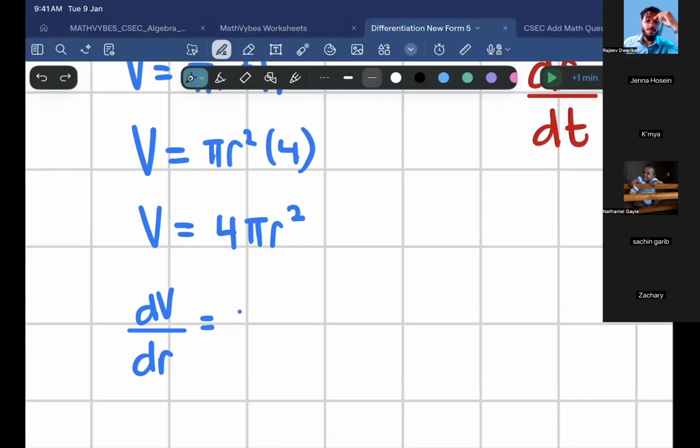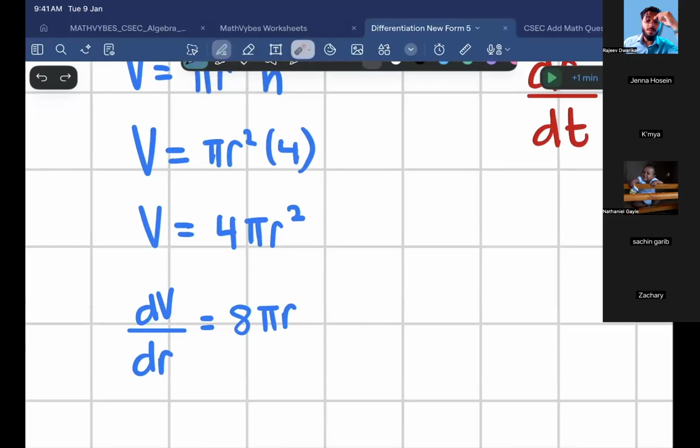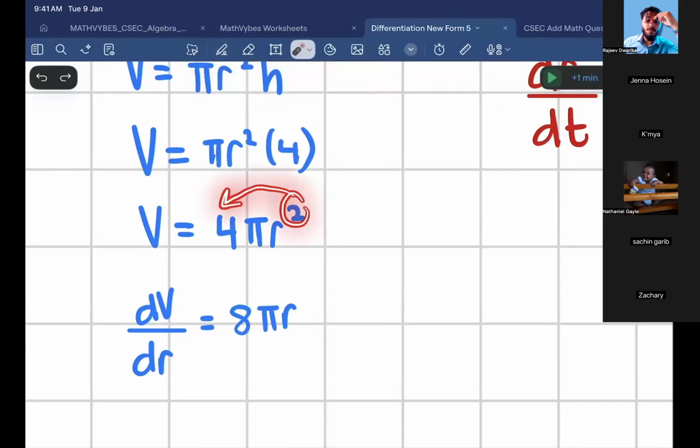Yeah, that would be 8 pi r. Are you guys with me? Oh, I thought it was just 8 pi. No, 2 by 4 is 8, and then you minus 1 from the power. 2 minus 1 is 1.